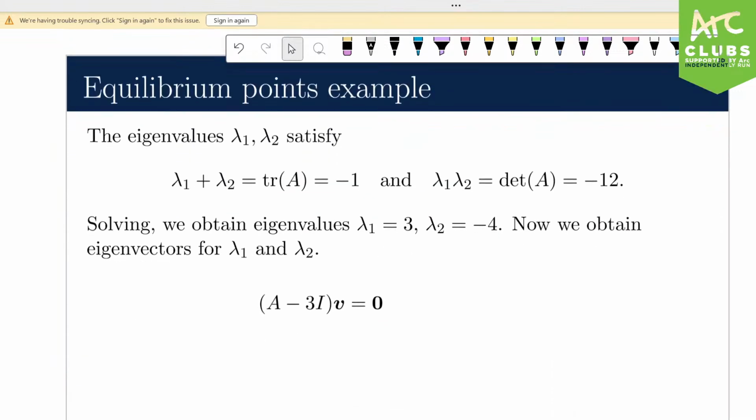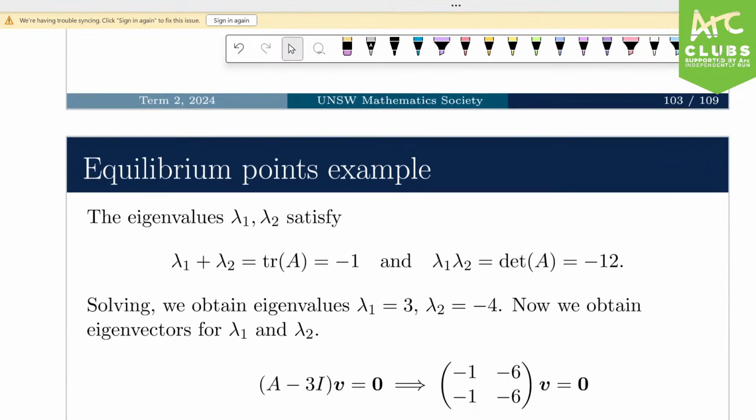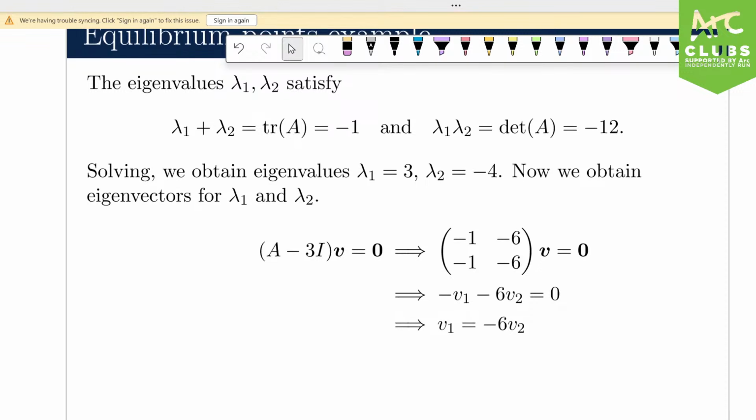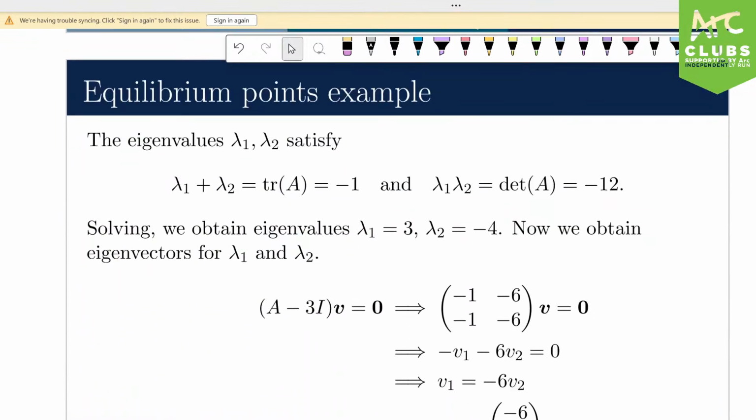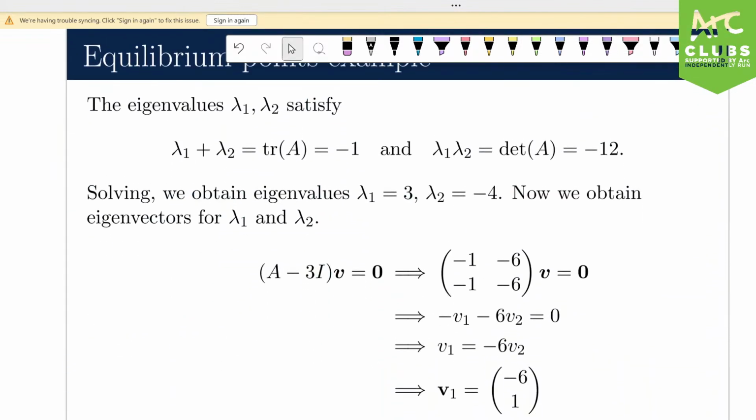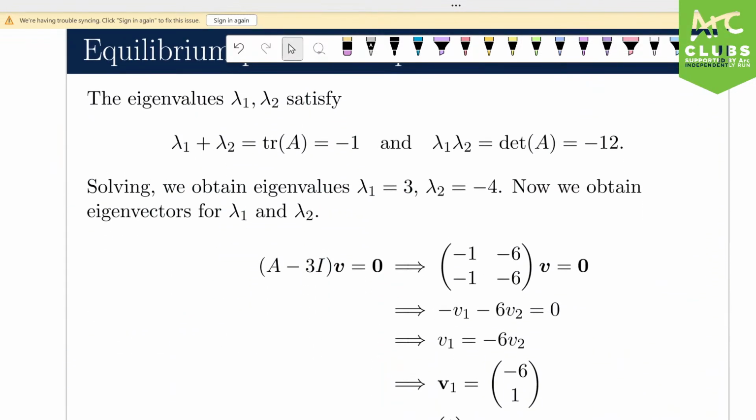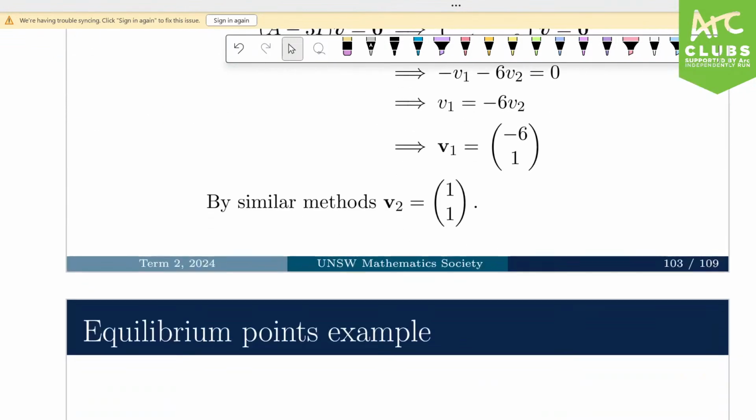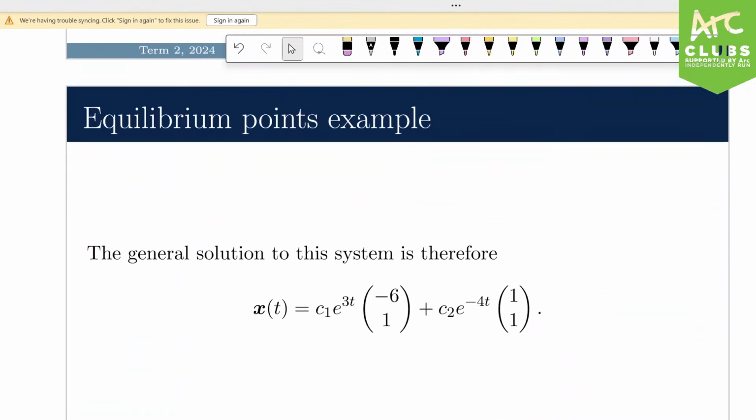Sweet. Throw this into the eigenvector equation, and we just solve for eigenvectors as follows. This is just standard procedure, nothing fancy going on. So we get the first eigenvector. Now I leave this to you to work out: if you put a positive 4 in there instead of negative 3, we end up getting the second eigenvector, 1, 1. So by the same methods, nothing crazy going on. Now our general solution is this.